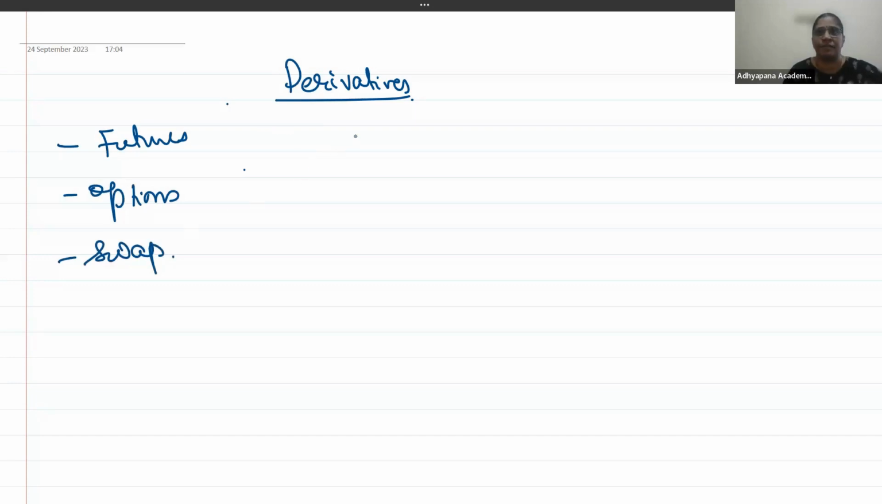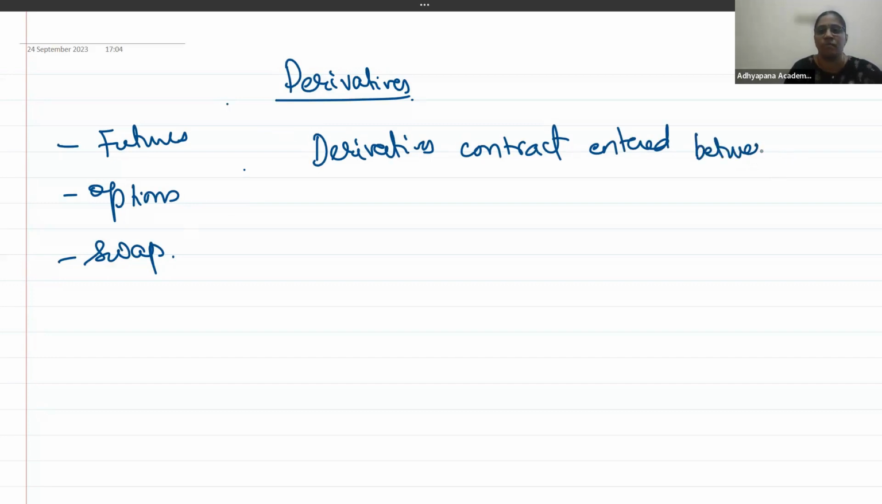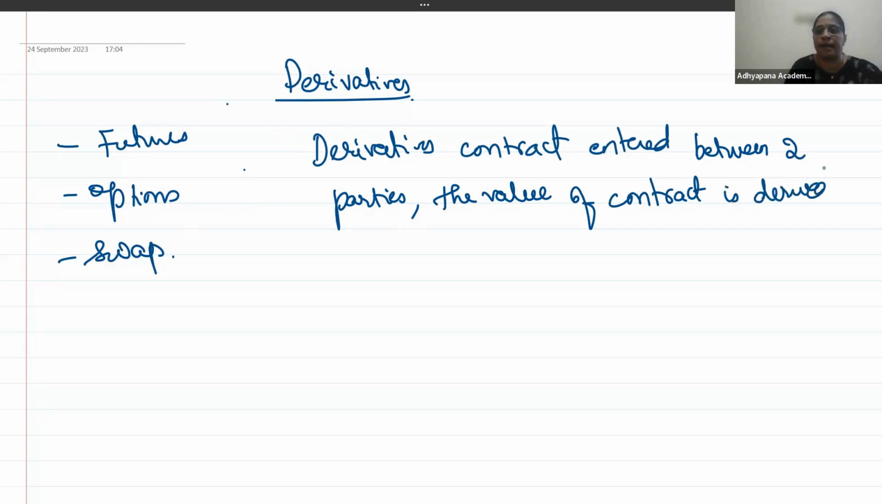So what is this derivatives? Derivatives is a contract entered between two parties. The value of the contract is derived based on the underlying asset. It is usually the stock.